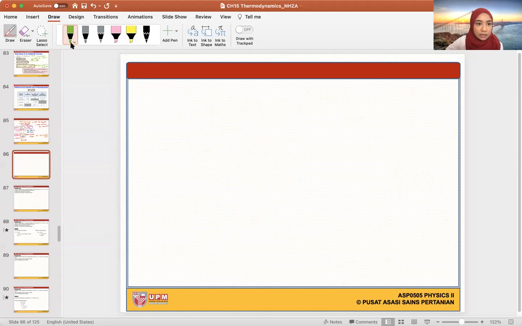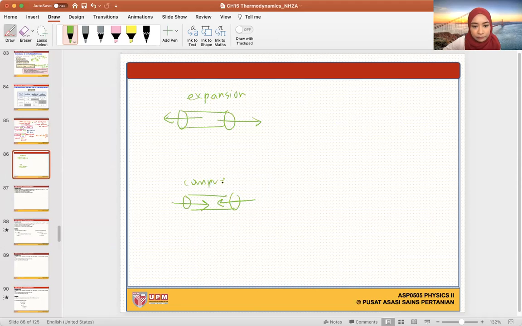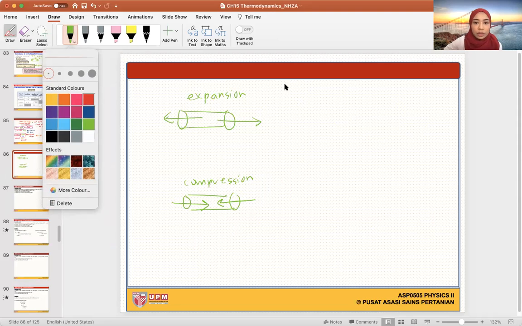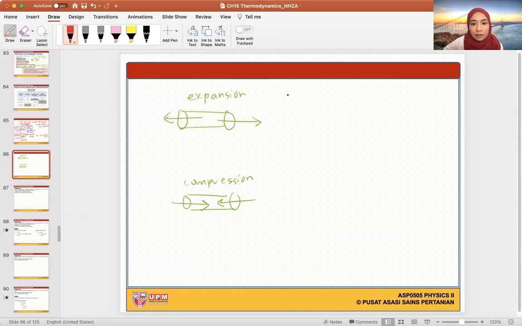Okay, so let's draw. Forgive my drawing as always. So this is my system. I have expansion and I also have compression. This is expansion and this is compression. Then I want to know what is the work done. What is the work done on the gas?